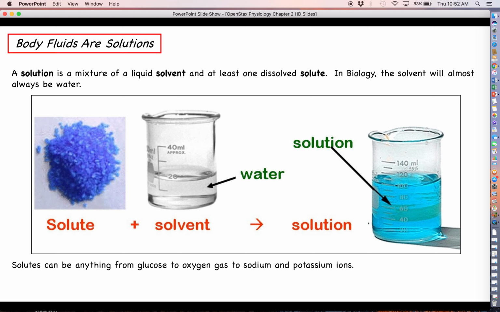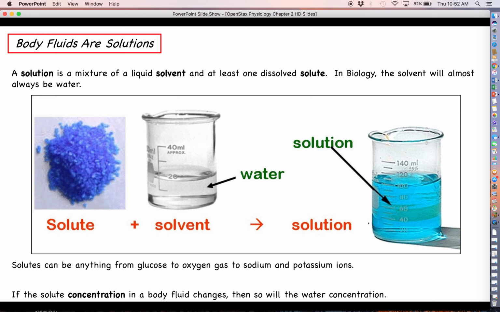So in biology and physiology, solutes can be anything from glucose to oxygen gas to sodium to potassium to chloride. Anything that is dissolved in one of our bodily fluids is considered a solute. Our definition up here says that a solution has to contain at least one solute. Well, if you consider our bodily fluids as solutions, they are most definitely going to contain many, many, many solutes. None of them are just going to be simple and contain one solute.